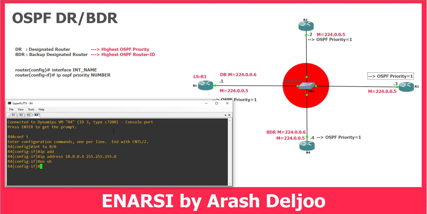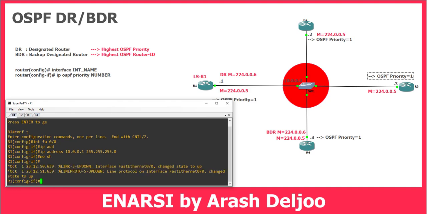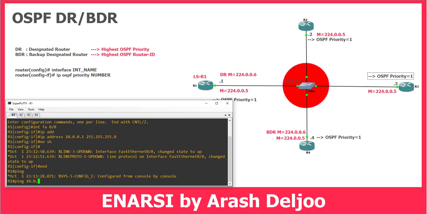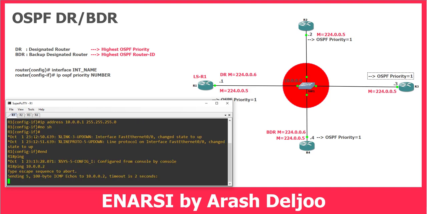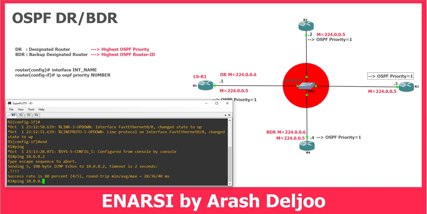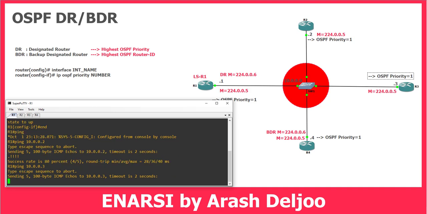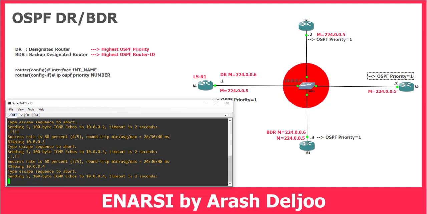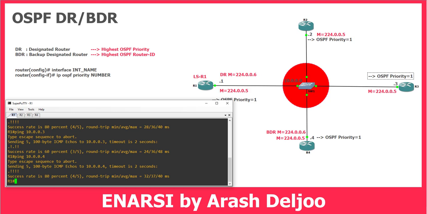Now we have connectivity between router 1, router 2, router 3, and router 4. Let me show you ping, for example, 10.0.0.2 from router 1. We should wait some seconds. Okay, ping 10.0.0.3. And after that, we can check the connectivity with 10.0.0.4. That's it. Now, let me configure OSPF on all of these routers.